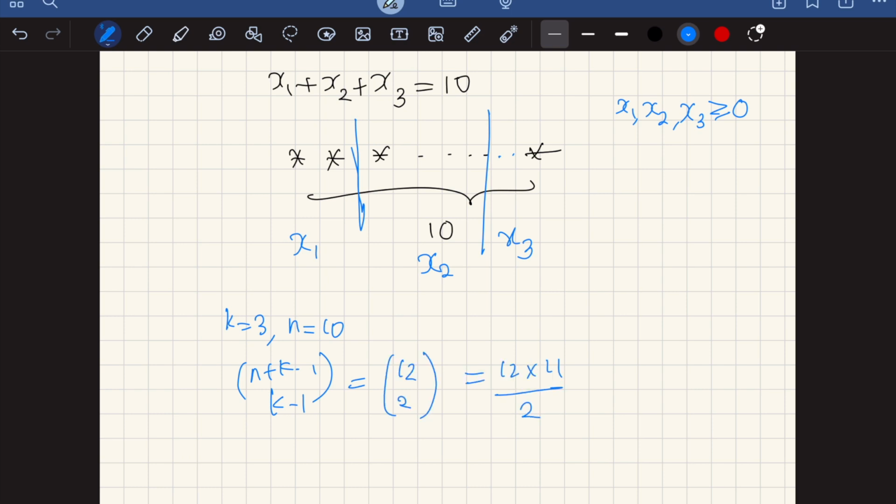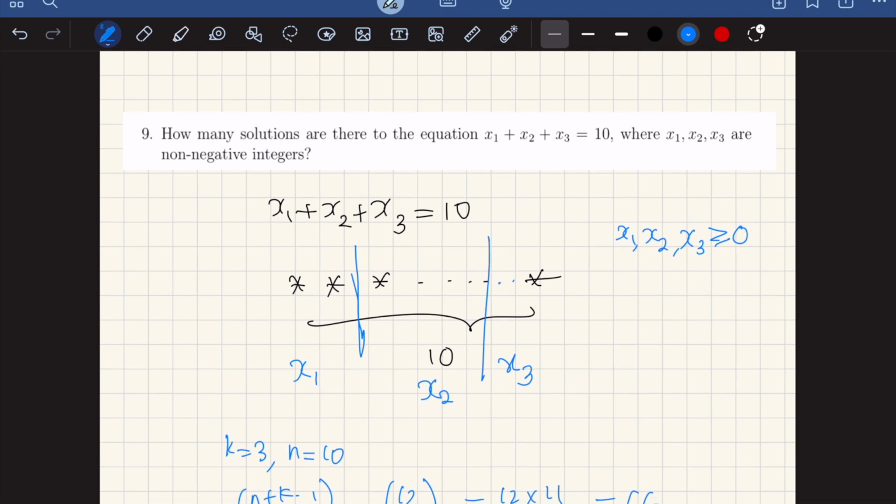Now the question is, what do you think would happen if I allow any solutions here, if I don't put the constraint that x1, x2, x3 are greater than or equal to 0? What do you think would happen?